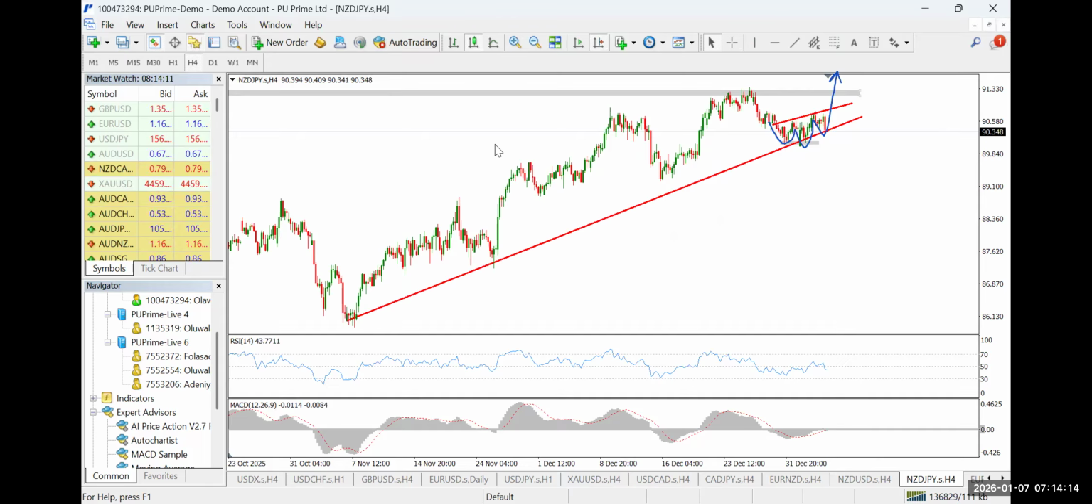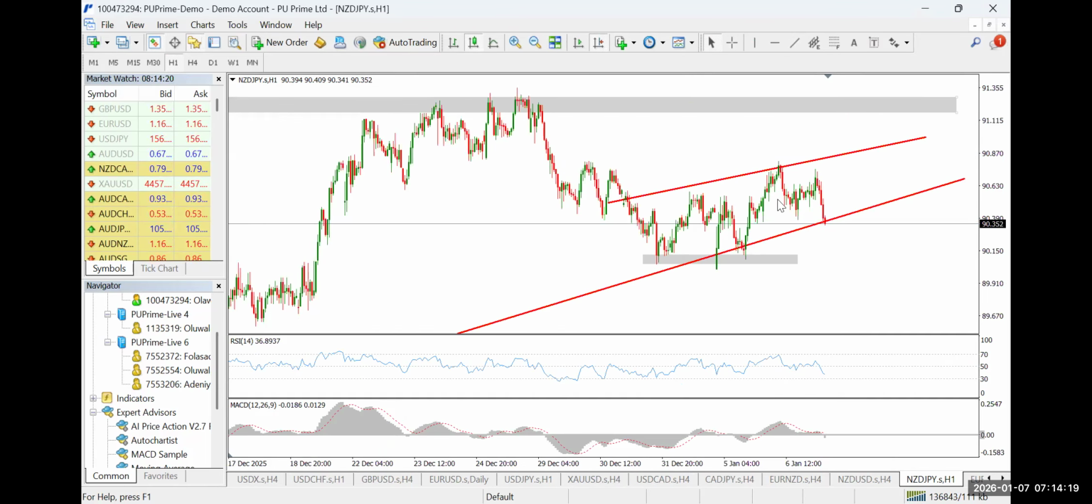Now it's an inverse head and shoulders. Even though you see it on the 4 hour, it may as well be applicable on the lower time frame. All we're looking out for is a breakout. This is a shoulder, the head, the second shoulder formation.